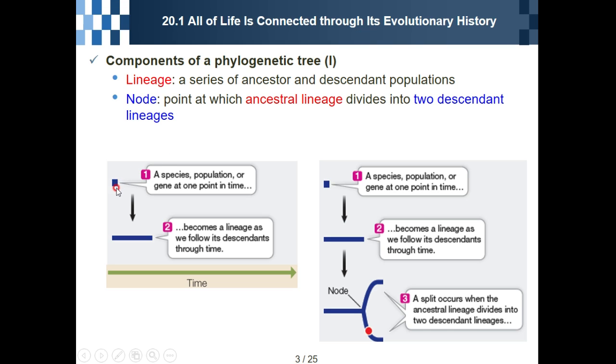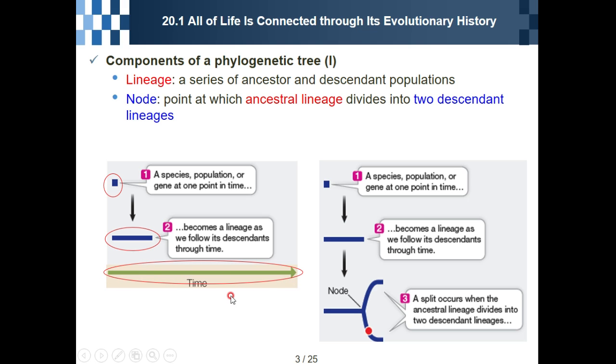So there was one species at one point in time. After that, second generation, third generation, fourth generation, fifth generation, sixth generation. So this, we call it the lineage. Lineage means a series of ancestor and descendant populations. Okay, so this is time as time goes by.